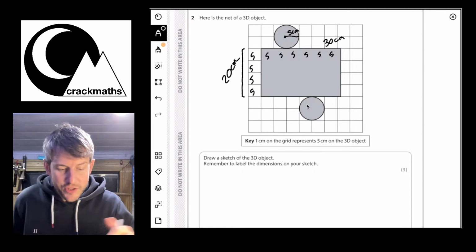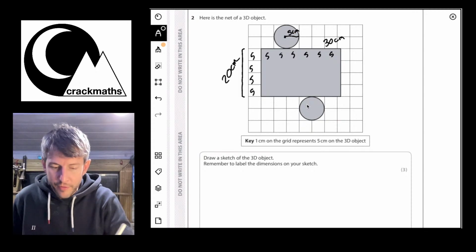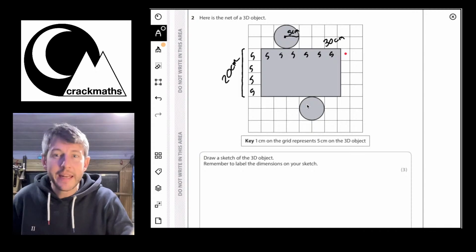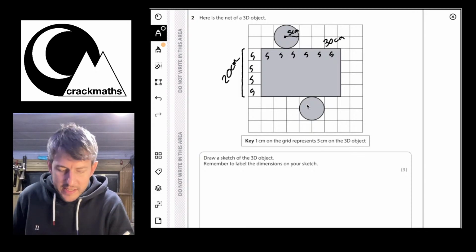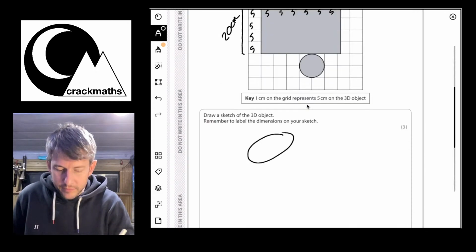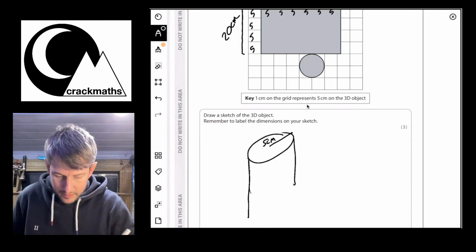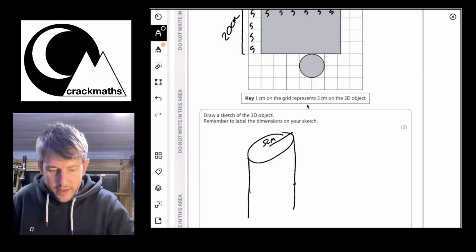So let me just draw it now. Really what I'm drawing is a cylinder of length, this bit, because this bit wraps around, so we don't really need this length. I'm drawing a cylinder that's going to be 5 centimetres like this. And then the height of the cylinder will be 20 centimetres.